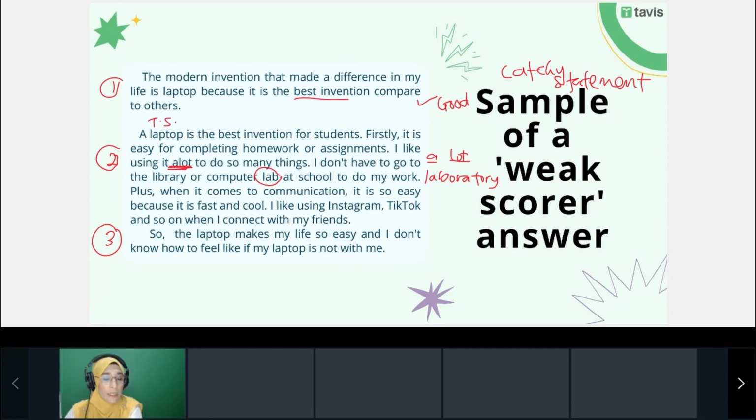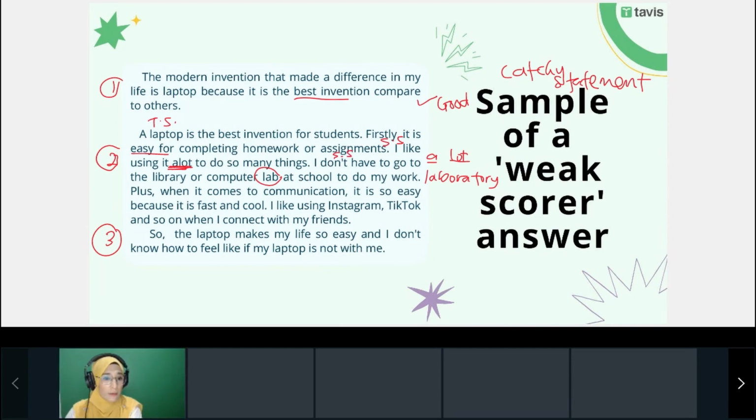So here again, he or she has her supporting sentences or the supporting details, which is this: It is easy for completing homeworks or assignments. So this is a supporting sentence, SS. I like using it a lot to do so many things. I don't have to go to the library to do my work. So here we go, this person has the supporting sentences, SS, another SS.